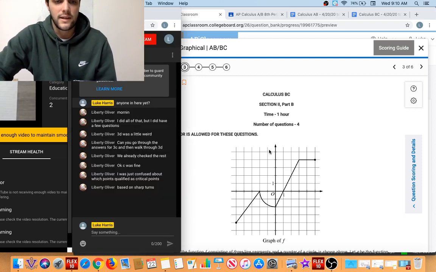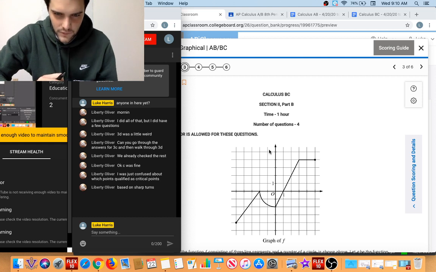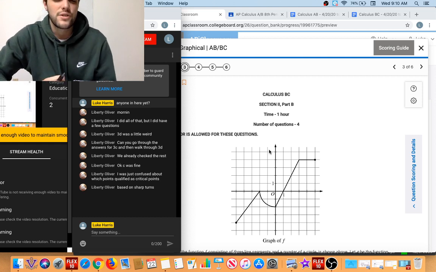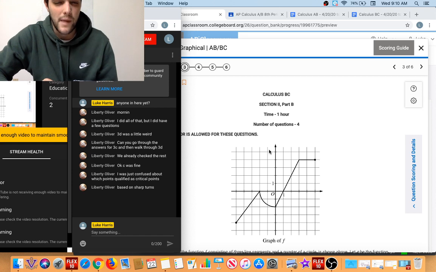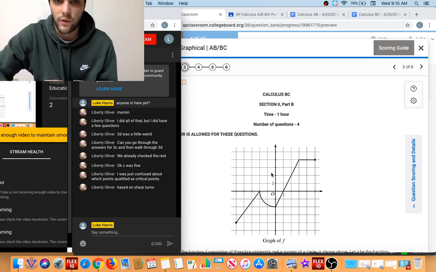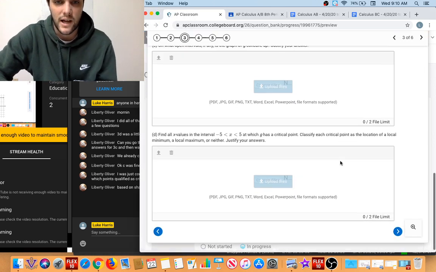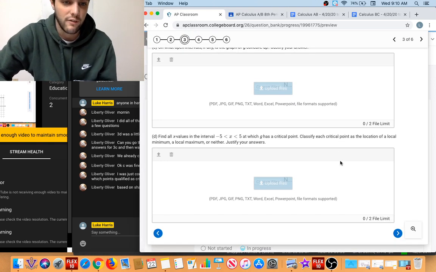All right, that was the key there. So it's not actually based on the sharp turns. It would be based off of maximums and minimums. That's what we qualify as a critical point. A critical point is when a maximum or a minimum occurs. In other words, it has a slope of 0. Now, the only reason why we're not doing that is because it asks for g, not f.